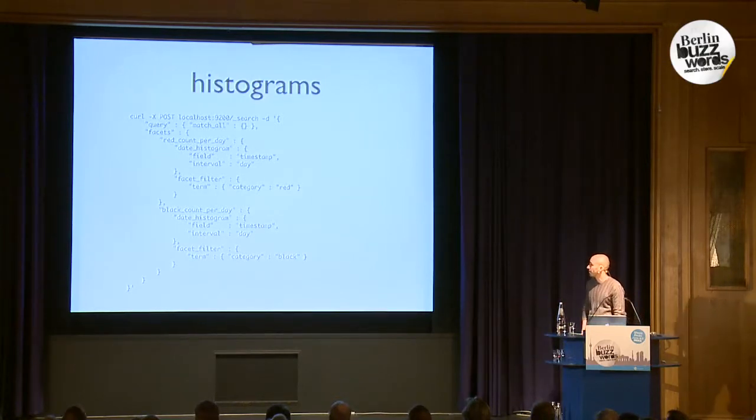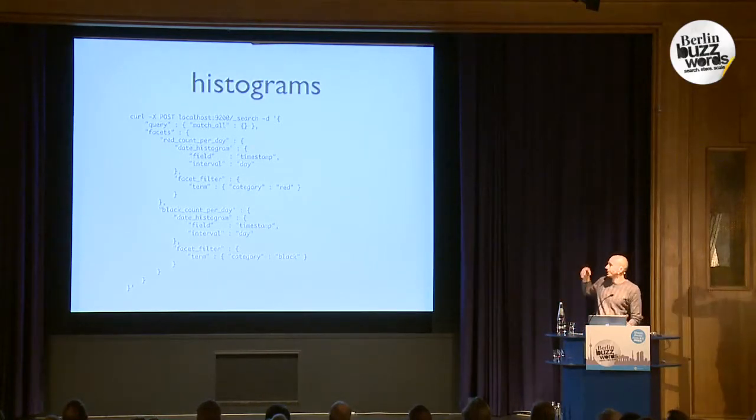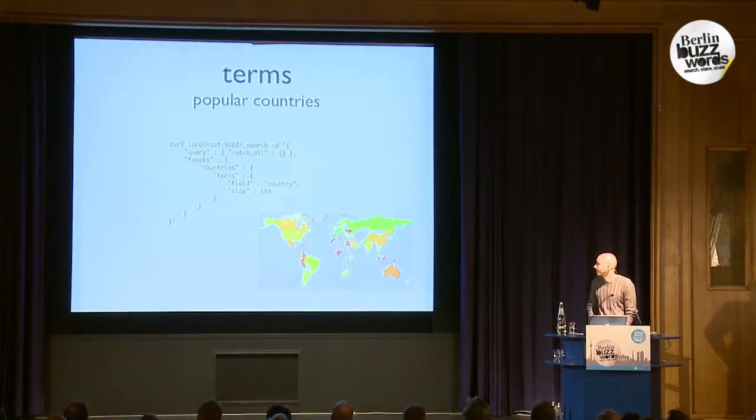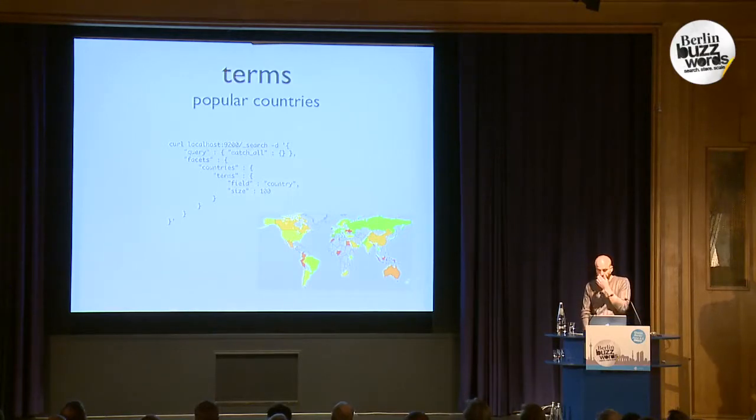Here's another example where I show that you can have more than one facet, obviously. Those are two date histograms. The first one returns you a graph for all the red categories, and the other one returns you all the counts for the black category. Another popular example is using the terms facet in Elasticsearch, so I can get counts per value, per term, basically, per country in our case. And you can create things like heat maps on a global map showing, for example, where the downloads are coming from or things like that.